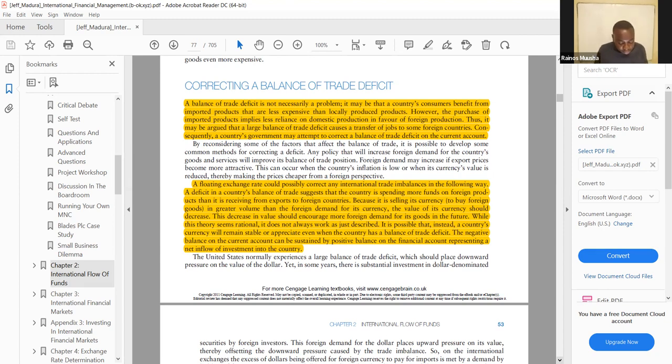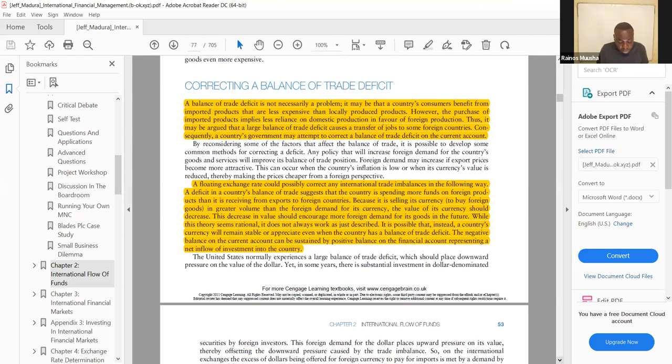Then on the next, if you skip the next paragraph, they say, a floating exchange rate could possibly correct any international trade imbalances in the following way. A deficit in a country's balance of trade suggests that the country is spending more funds on foreign products than it is receiving from exports to foreign countries.